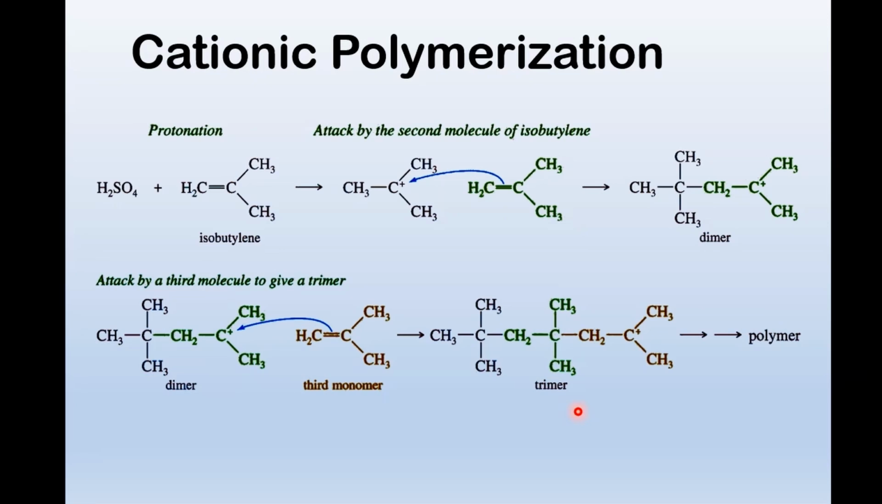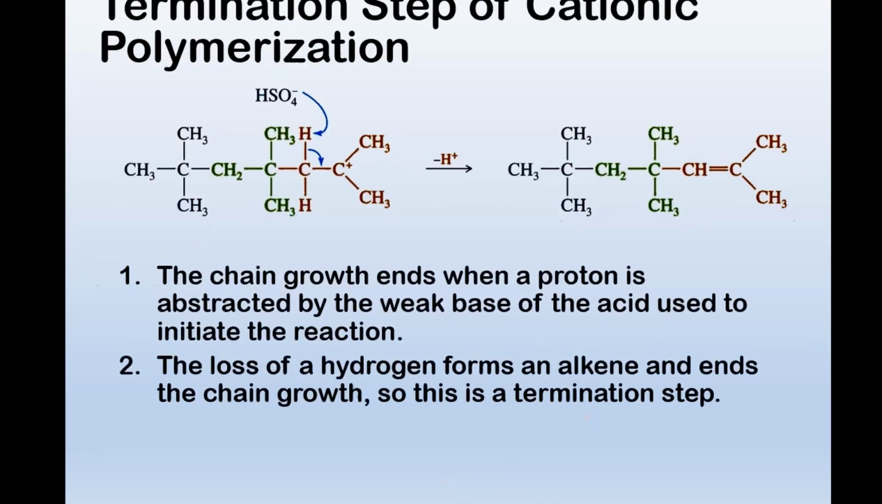And so a lot of polyester, polypropylene, polystyrene. Polystyrene has a trade name called Styrofoam. And this can just go on for quite a while. And then finally, there can be a termination step. Chain growth ends when a proton is abstracted by the weak base of the acid used to initiate the reaction. The loss of hydrogen forms an alkene and ends the chain growth step. So this is a termination step.